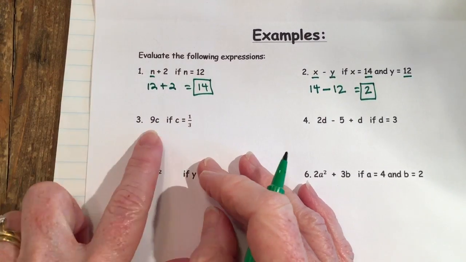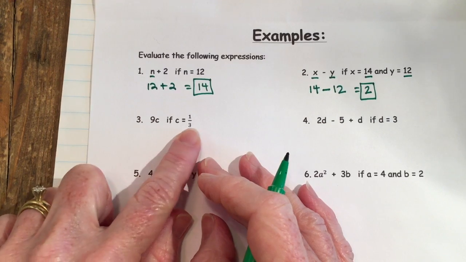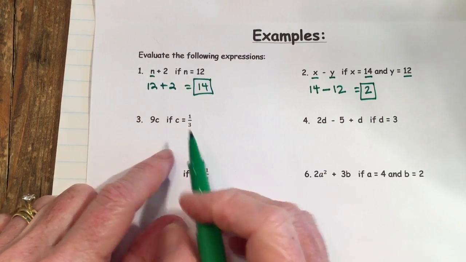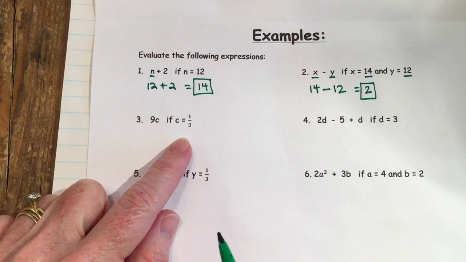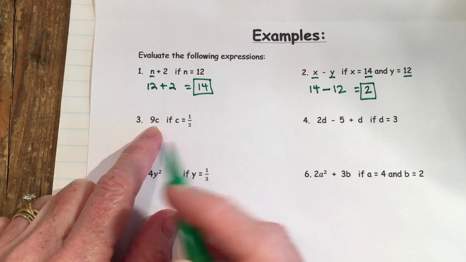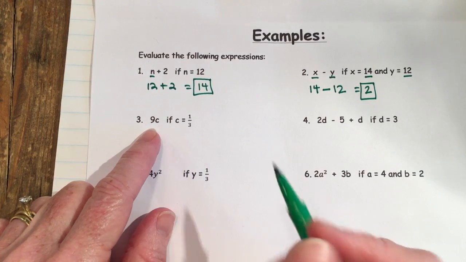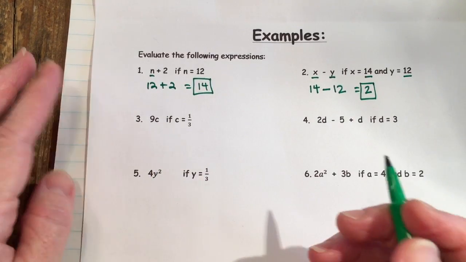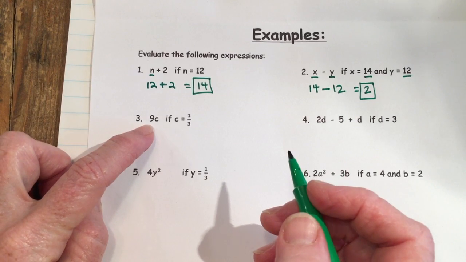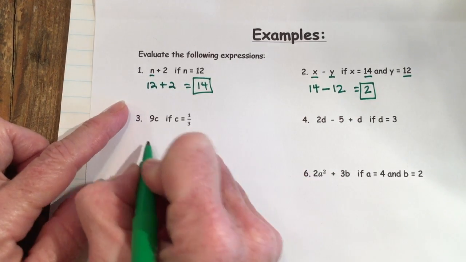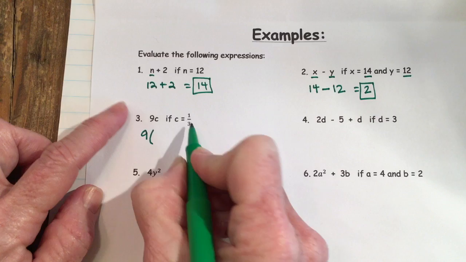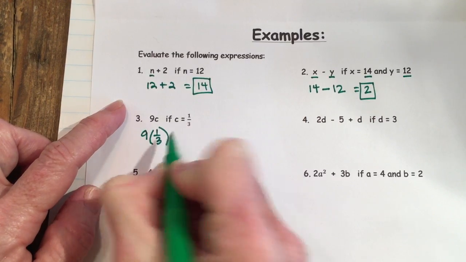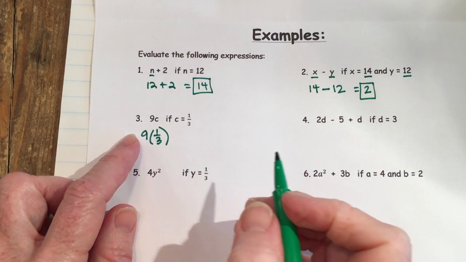In number 3, it says 9c if c is equal to 1/3. So it doesn't change what we do just because it's a fraction. We do need to know that there is an operation here even though it's not written down. Remember, when you have a number next to a letter, that is just another way to write multiplication. So I'm supposed to multiply 9 times c. So I'm going to rewrite this as 9 times 1/3. And then of course I have to remember how to multiply fractions.